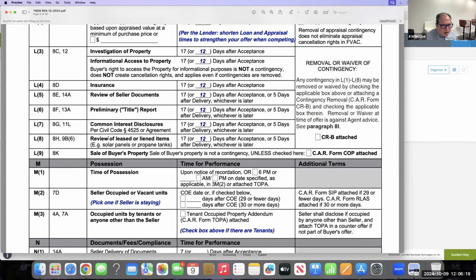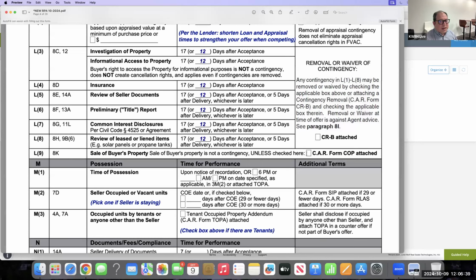Okay, now here's a checkbox on 3L9. Sale of private property is not a contingency unless checked here. Sometimes you're gonna have a buyer that needs to use money from another property that they want to sell, right? They don't have all the money in the bank.